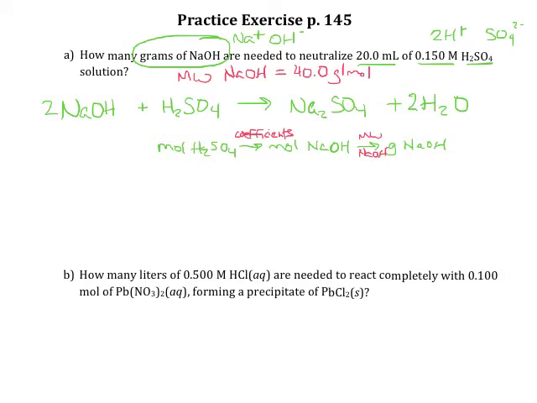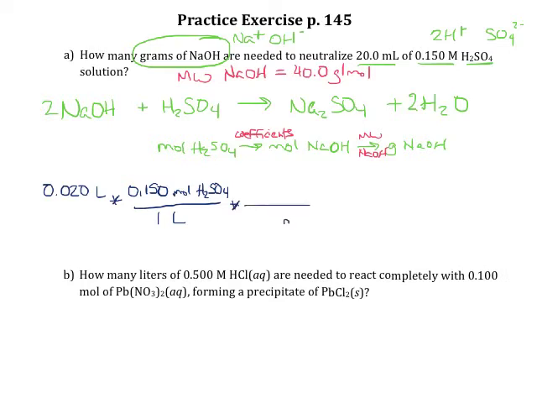In order to get moles of sulfuric acid, we need to remember that molarity, capital M, is equal to moles over liter, so we can use that as a conversion factor. They're telling us that we start with 20 milliliters, so that's 0.020 liters. We know that there are 0.150 moles of sulfuric acid for every 1 liter. Again, that's just the molarity rewritten as moles per liter.